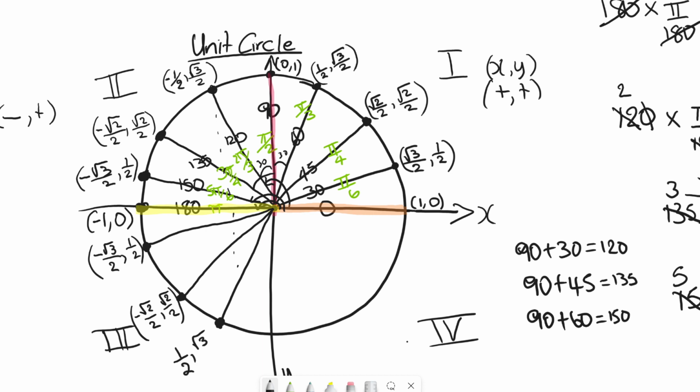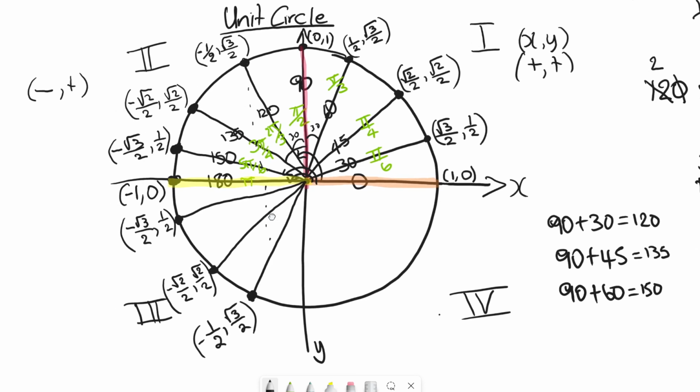root 3 over 2. Now, the reason why I left a little bit of space is because just like we looked at when we were in the second quadrant, that you'll have your x negative and your y positive, if you're in your third quadrant, your x will be negative and your y will be negative. So these would both be negative values.